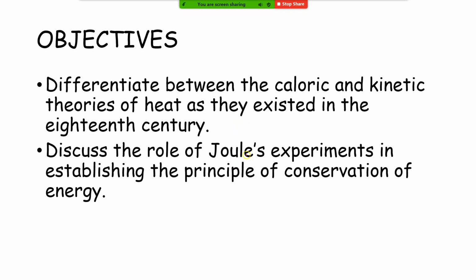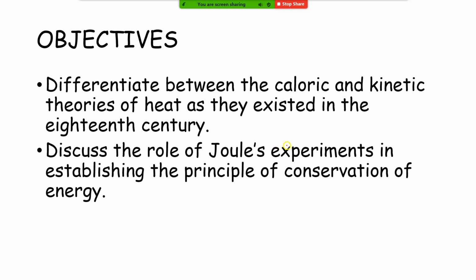And so for this particular lesson, the main objectives that we want to look at are to differentiate between the caloric and kinetic theory of heat as they existed in the 18th century, and to discuss the role of Joule's experiment in establishing the principle of conservation of energy. Right? Those are the main objectives that we want to cover.